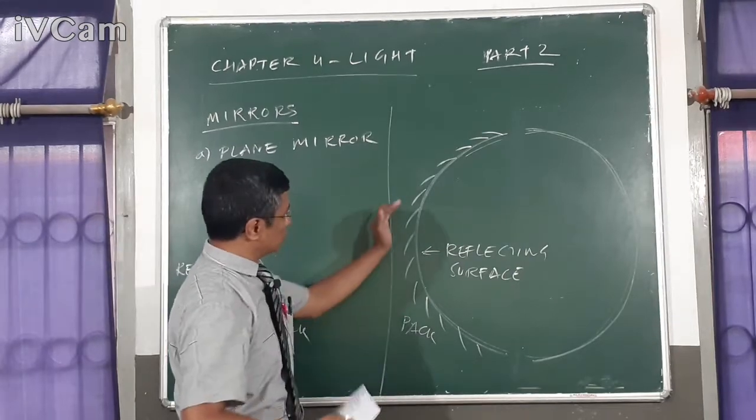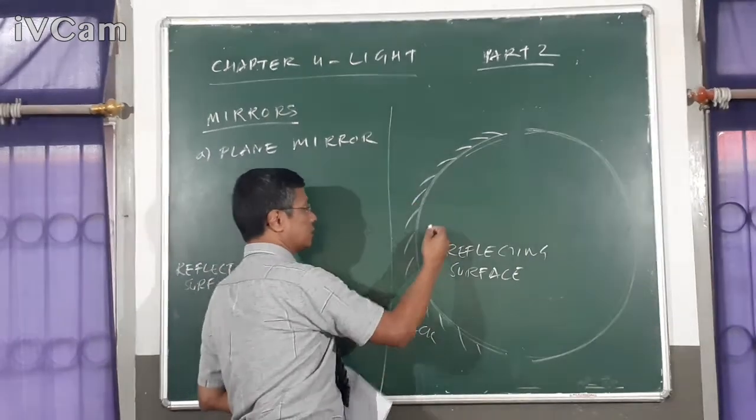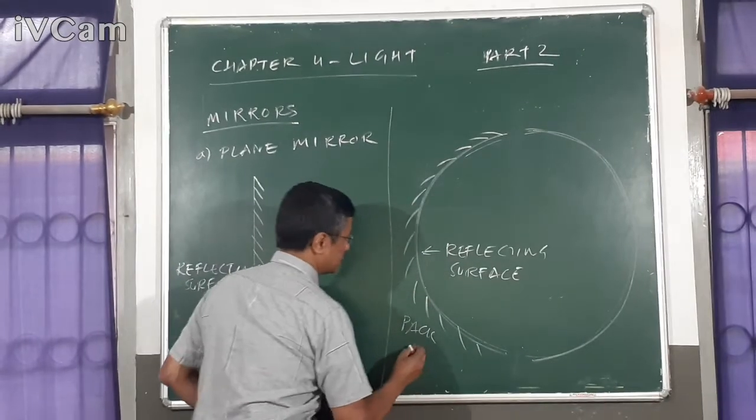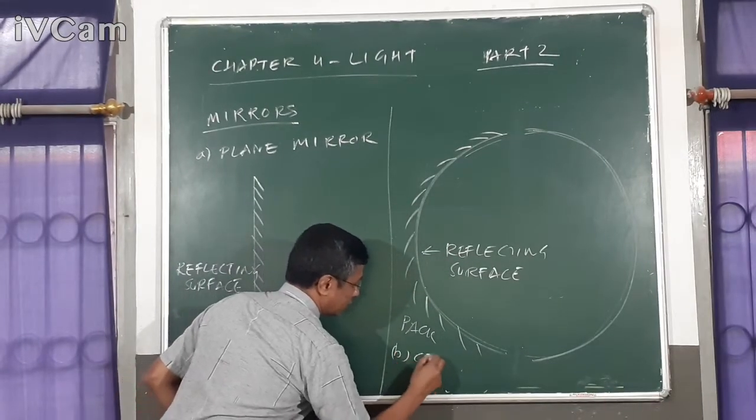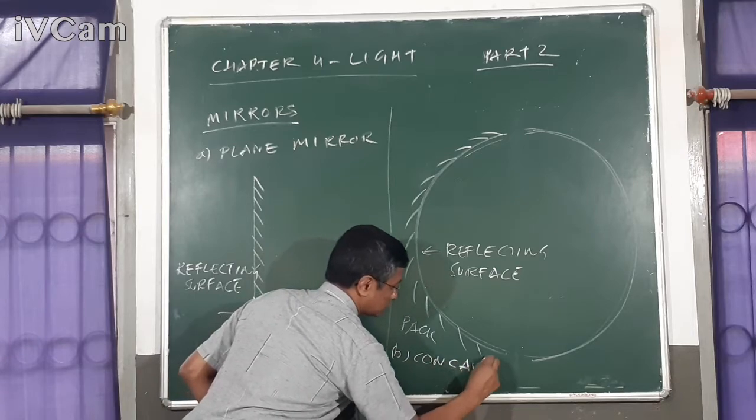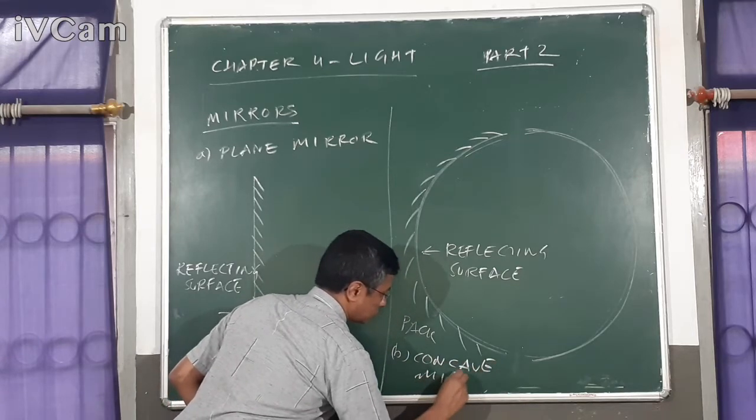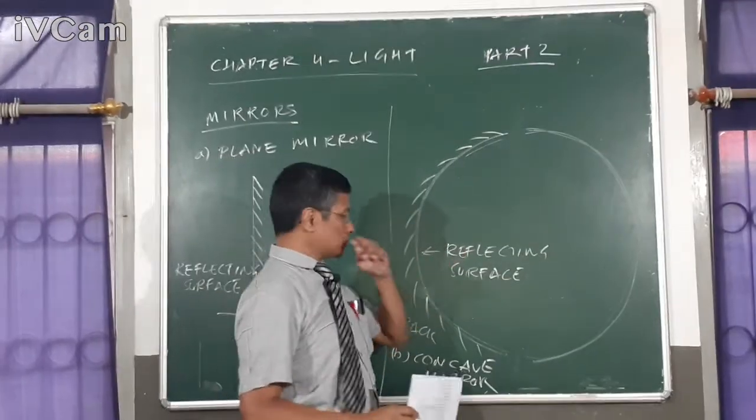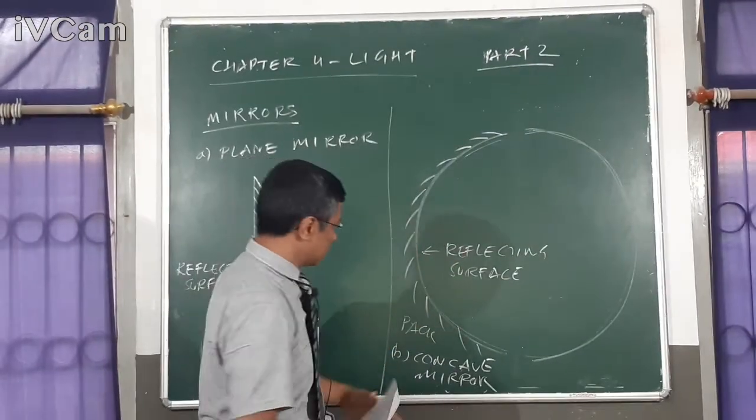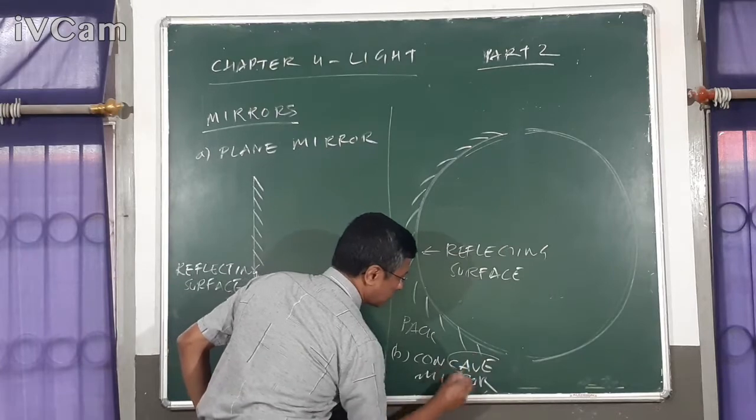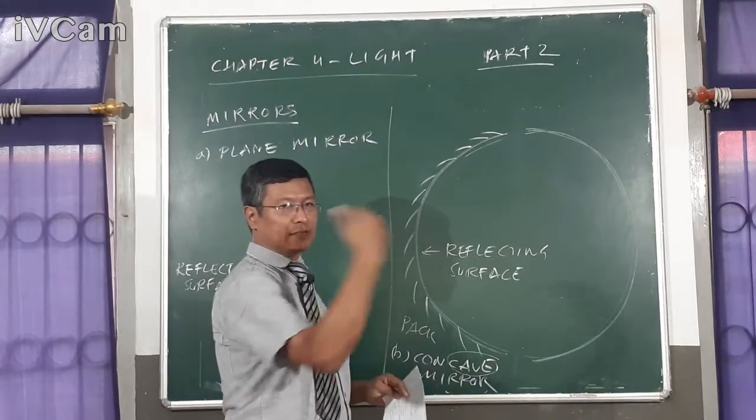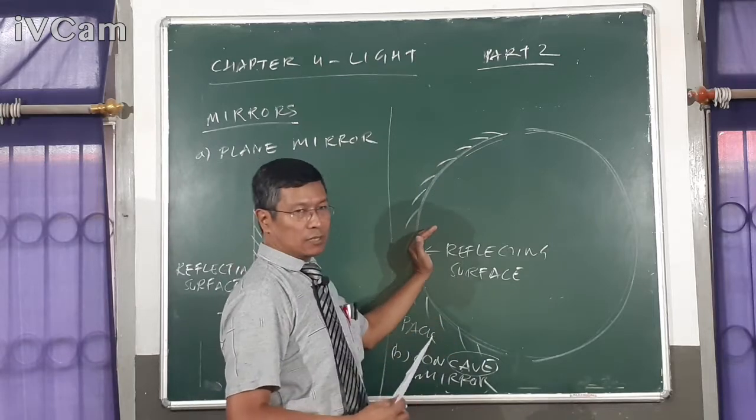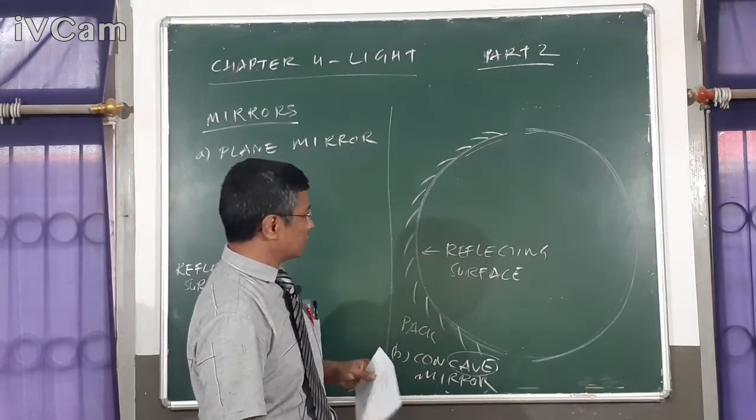So this mirror which is curved and whose reflecting surface is on the inside, this kind of mirror is called a concave mirror. You can remember this kind of mirror because you can think of the word cave. A cave is something that is deep and goes inside. So this mirror is something that goes deep inside. So you can remember this as a concave mirror.